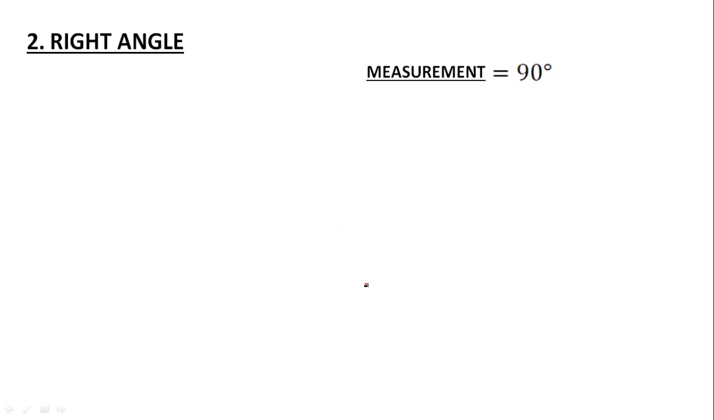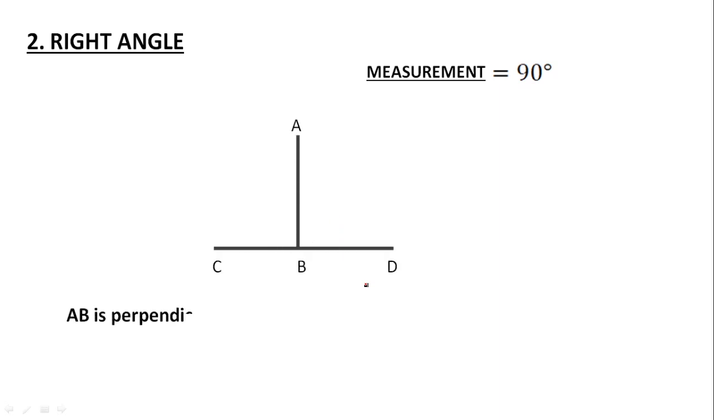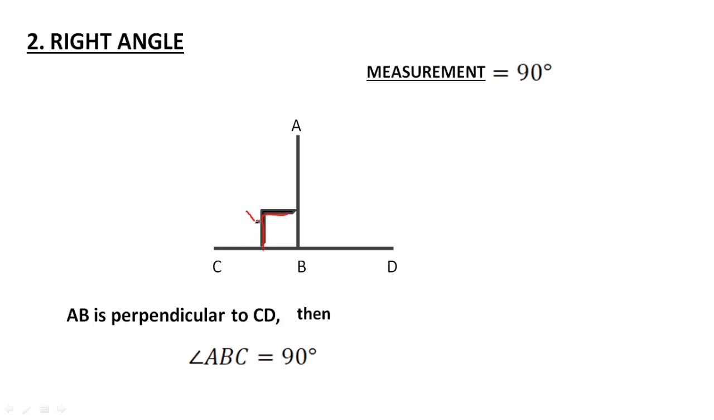Now when we see two perpendicular lines, like AB and CD are perpendicular to one another, at this point we see a right angle. Here this line AB is perpendicular to this line CD. That means we get an angle, angle ABC, this angle, which will be equal to 90 degrees. Okay, ABC is equal to 90 degrees.